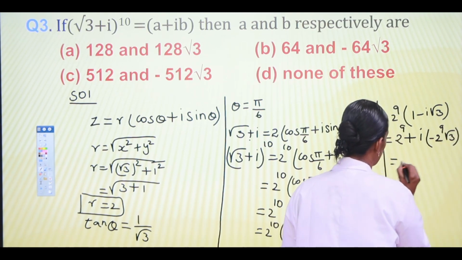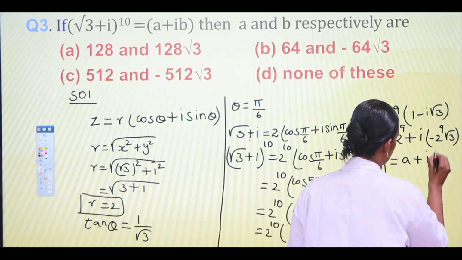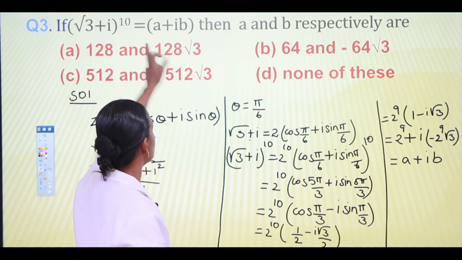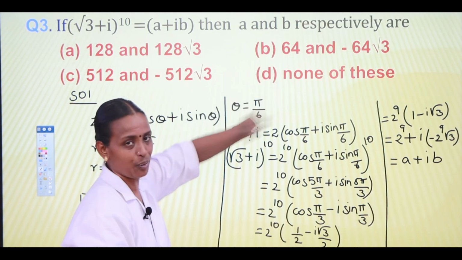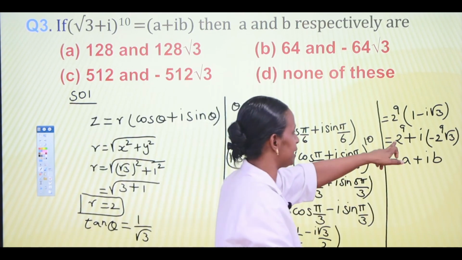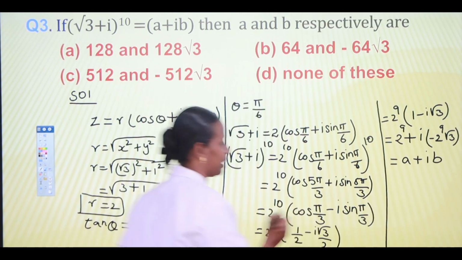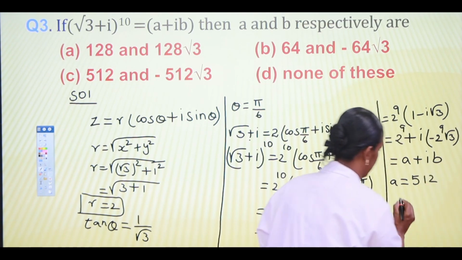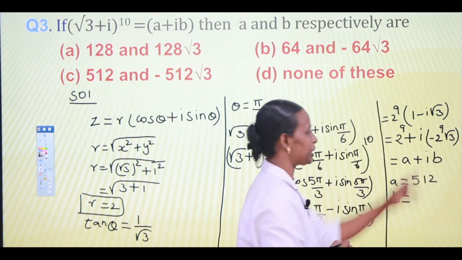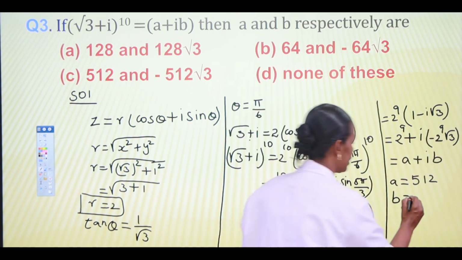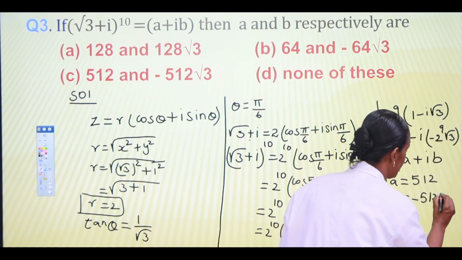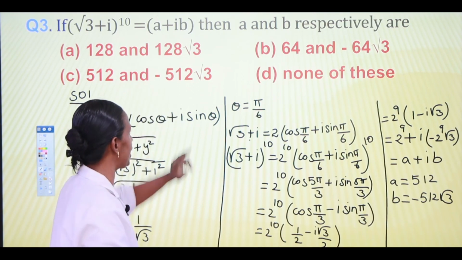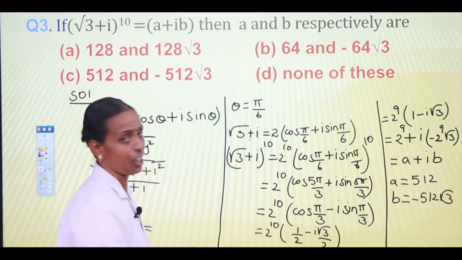Now this is of the form a plus ib. Root 3 plus i whole to the power of 10 is equal to a plus ib. A and b respectively are, that is your question. So here a is nothing but 2 power 9, which is 512. In a similar manner, b, the imaginary part value, is minus 2 power 9 into root 3, that is minus 512 into root 3. So your a value is 512 and b value is minus 512 root 3. So option C is your correct answer.